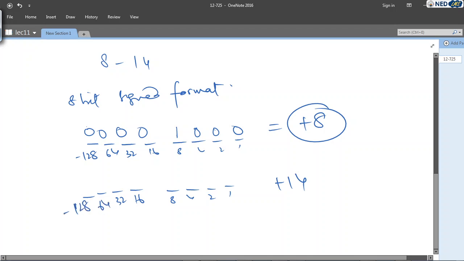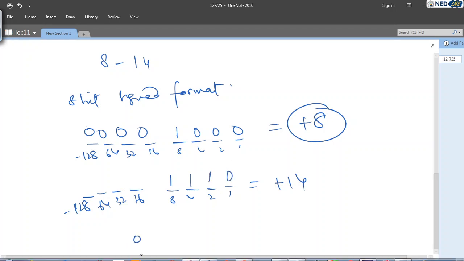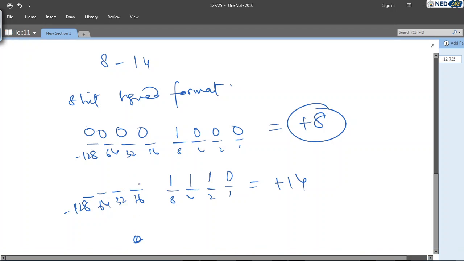and 128 in minus. So if I write 14 over here, I cannot turn on 16 because the resultant number would obviously be more than 14. If I turn on 8, I just need 6 more, so I turn on 4. 8 plus 4 is 12, plus 2 is 14. And I just put 0 over here.